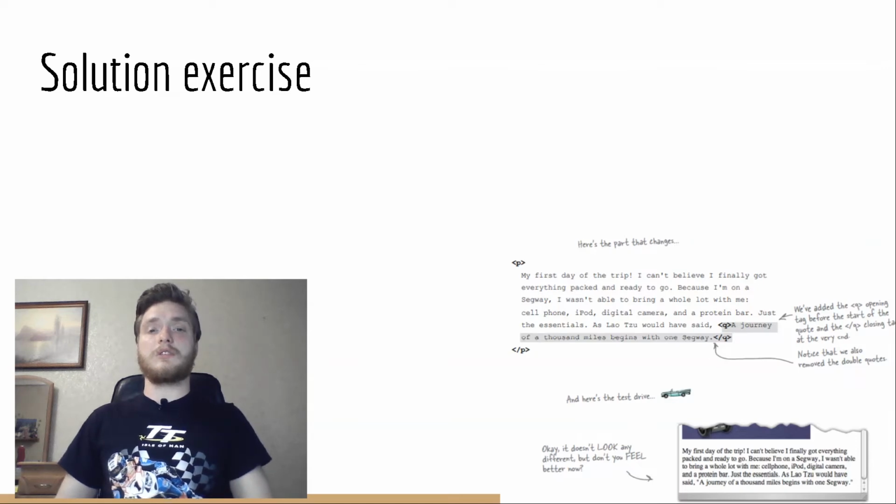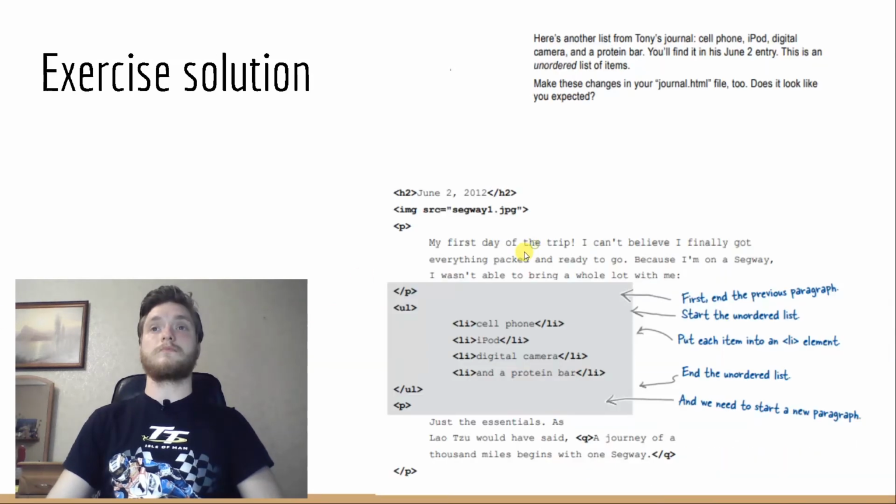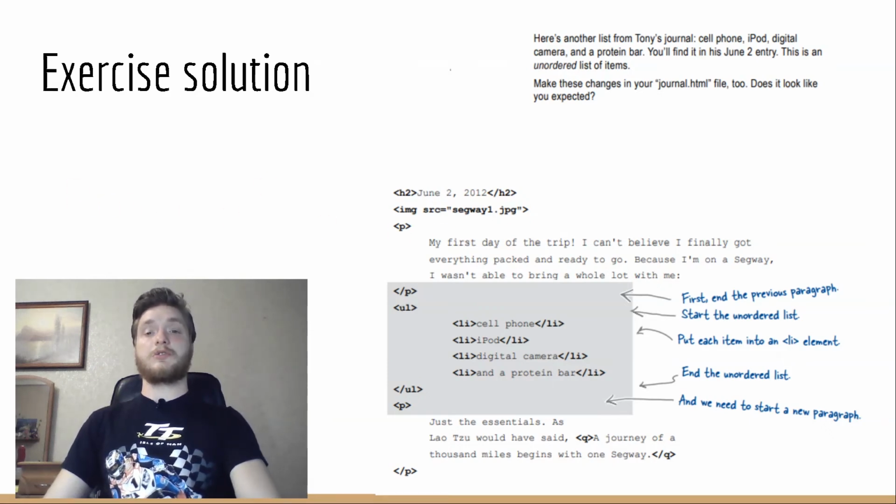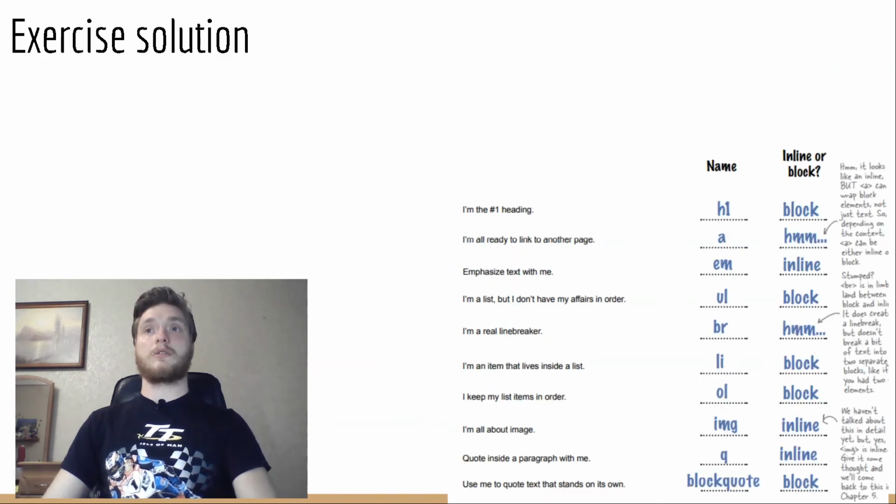Here's another list from Tony's journal: cell phone, iPod, digital camera, and a protein bar. You'll find it in his June 2 entry. This is an unordered list of items. Make these changes in your journal HTML file. Does it look like you expected? First, end the previous paragraph, then start the unordered list. Put each item into an li element in the unordered list, and then we need to start a new paragraph. Browser solution.